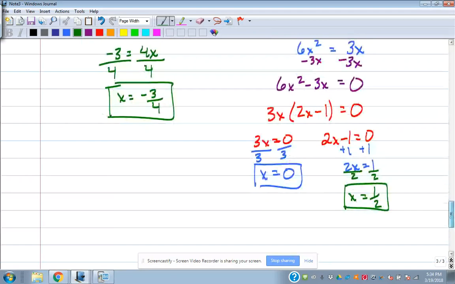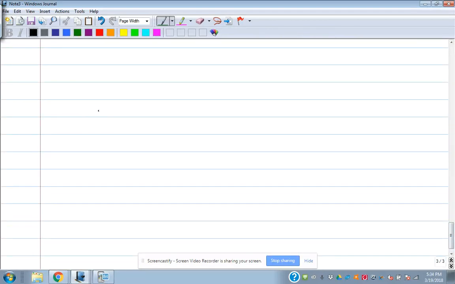All right, let's do this one. E to the 2x equals e to the x minus 5. E is a number, guys. It's called the exponential number. E to the first power is about 2.71, and then some change after that.